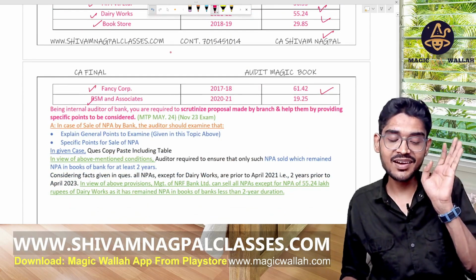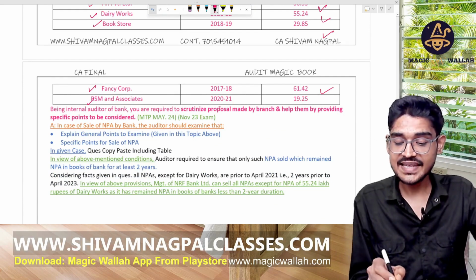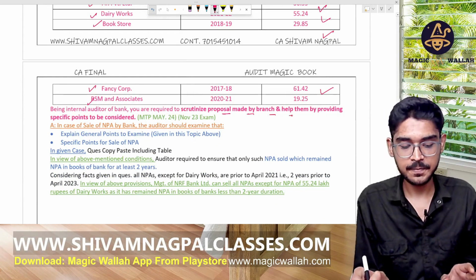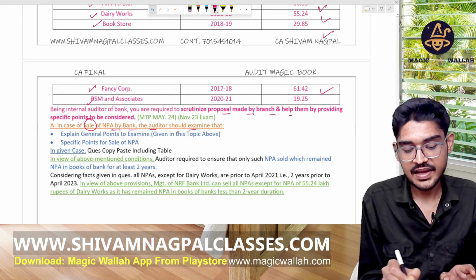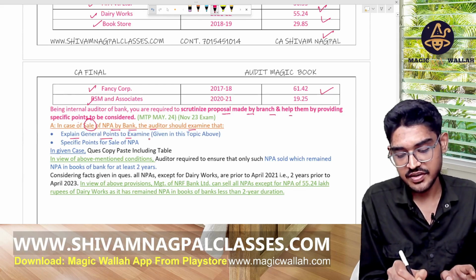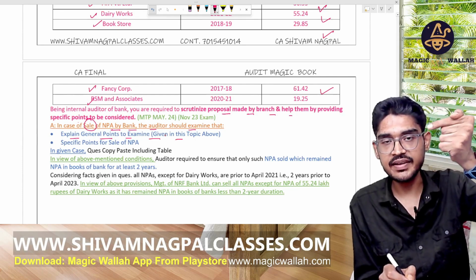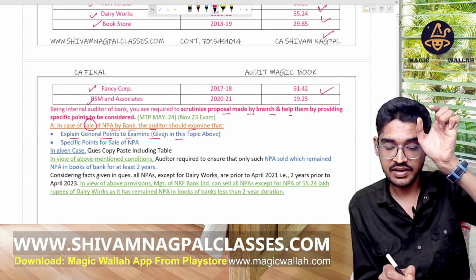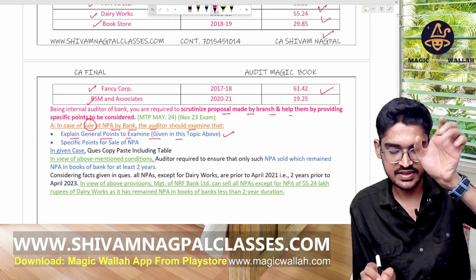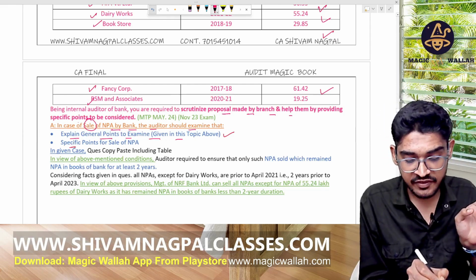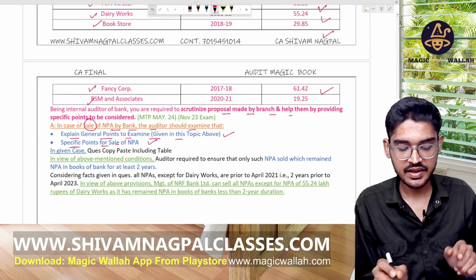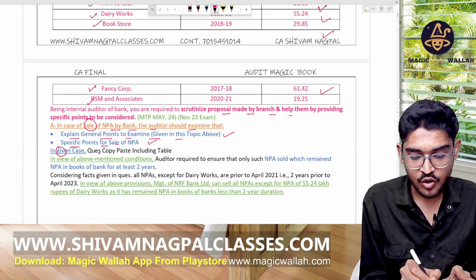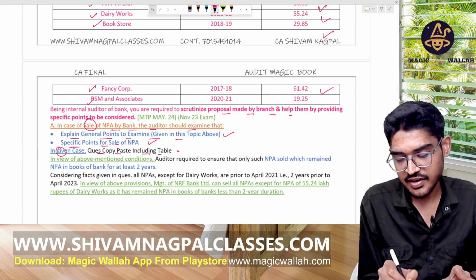Being an internal auditor, you are required to check the proposal made by the branch. So in case of sale by the bank of the NPA, explain the general points that we have covered above. General points, then for the purchase, then for the sale. Common points, right? Now, specific points for the sale only. Common points, then explain the sale value point. Now, in the given case, paste the question including the table.